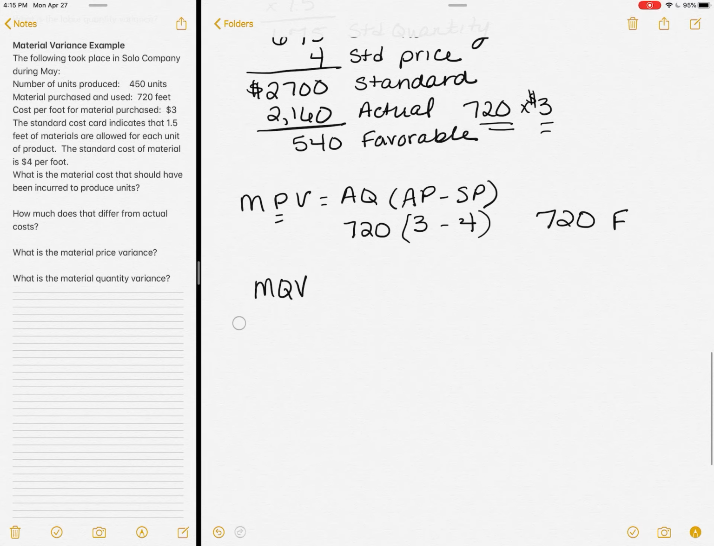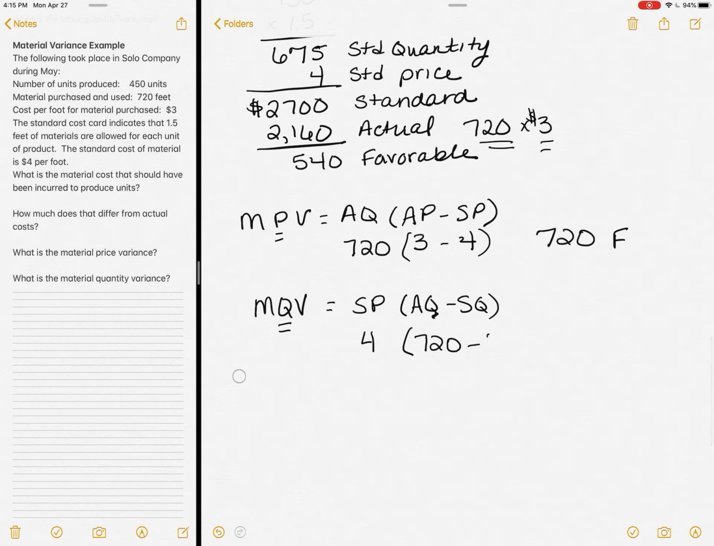And finally, we look at that material quantity variance. That material quantity variance, I compare quantities, and I'm going to multiply that by my standard price to give me a variance. My standard price was $4. My actual quantity was 720. My standard quantity, we figured out up here, was 675.